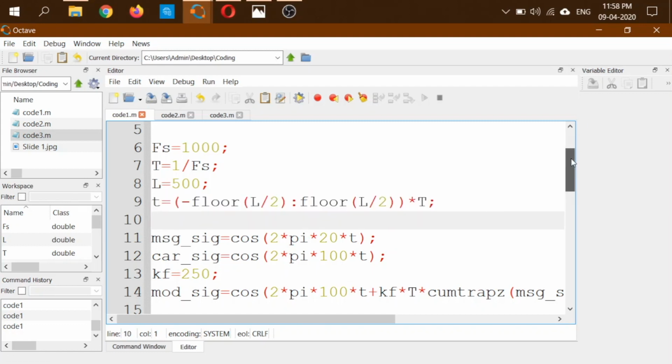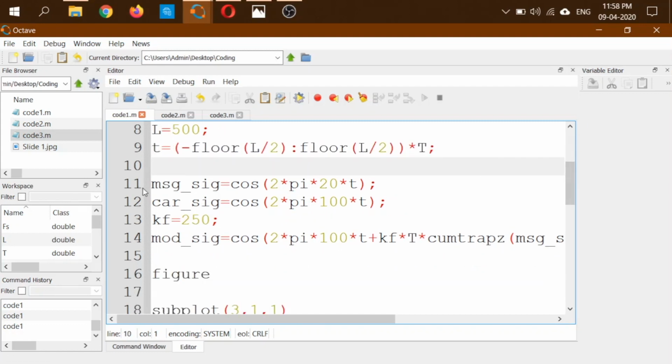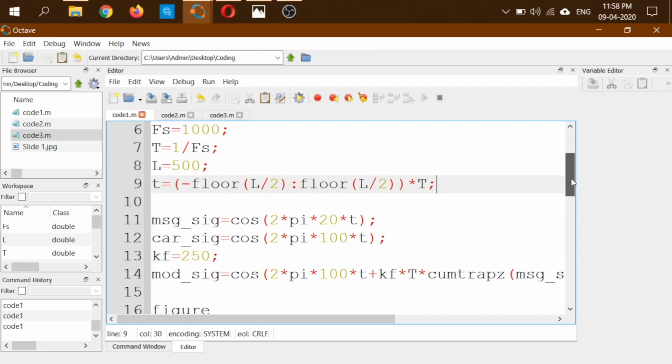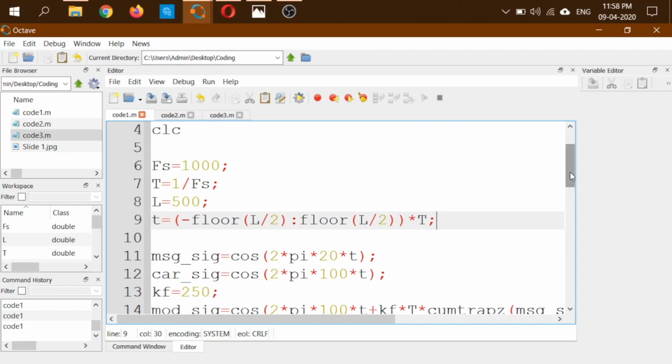Now we want to make our message signal. The message signal will be cos of 2 pi 20t. The 20 is the frequency of my message signal, and t is the time axis that you have just constructed by taking proper sampling theorem into account. By sampling theorem, we mean that the sampling frequency should be twice as compared to the maximum frequency of your signal.